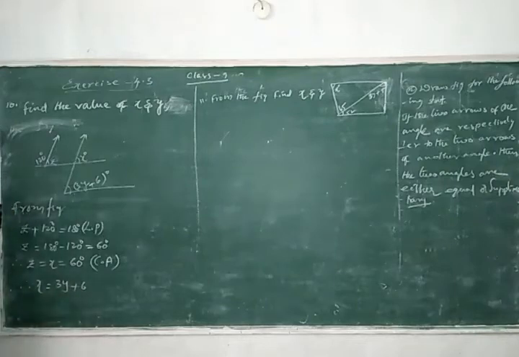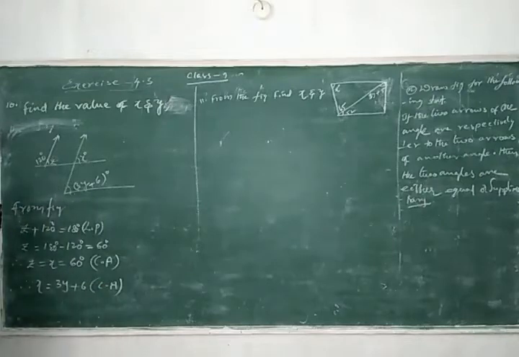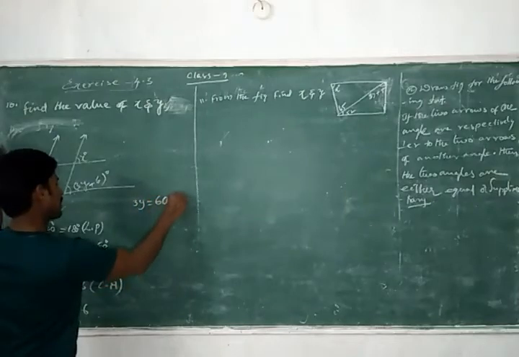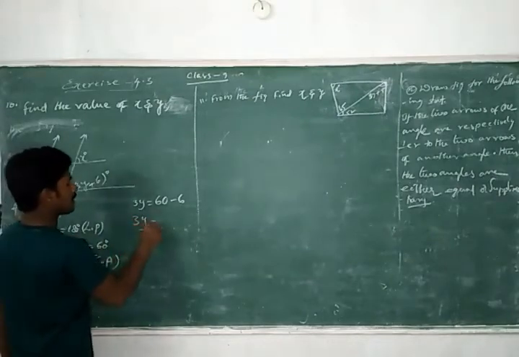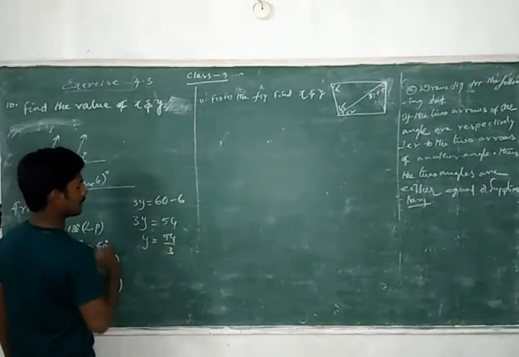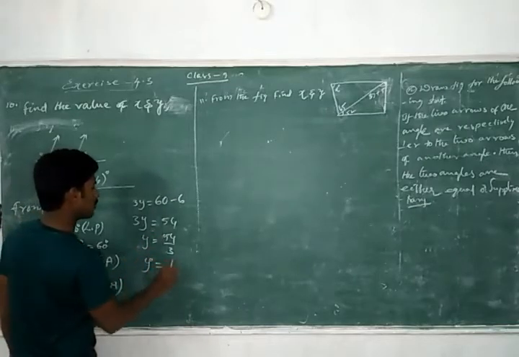Because corresponding angles are equal. Now what is the value of x? 60 is equal to 3y plus 6. Now 3y is equal to 60 minus 6. Just changing value of 6, plus 6 goes to minus 6. Now 3y is equal to 54. Y is equal to 54 by 3. 3 ones are 3, 3 sixes are 18. Therefore value of y is equal to 18 degrees.